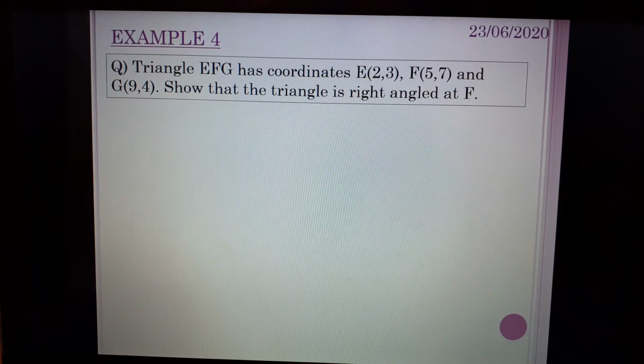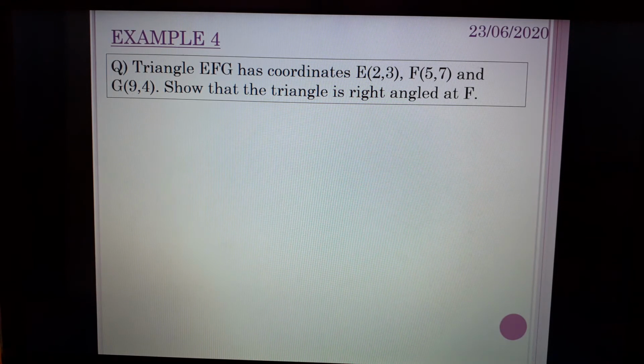Okay, so here we have another question. We have a triangle EFG with the coordinates of E, F and G given. We're asked to show that the triangle is right angled at F. Now, whether you have a diagram or not, when you're doing a question like this, you must be able to visualize what you're doing. You must have a diagram in front of you.